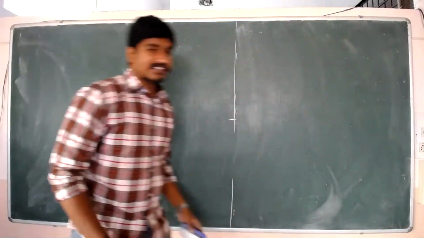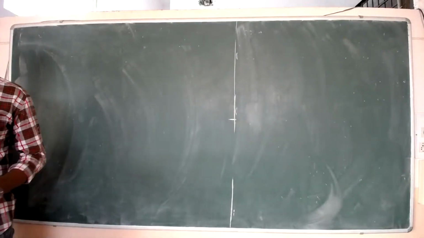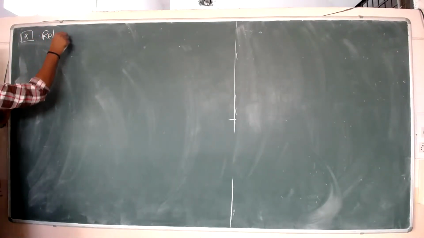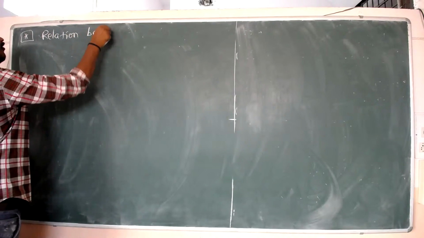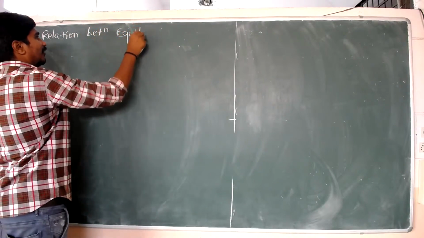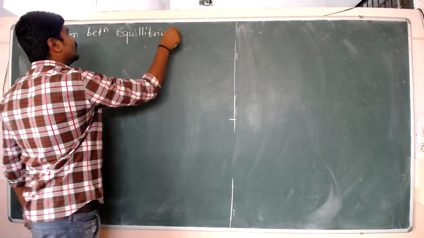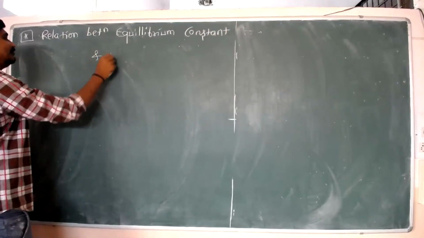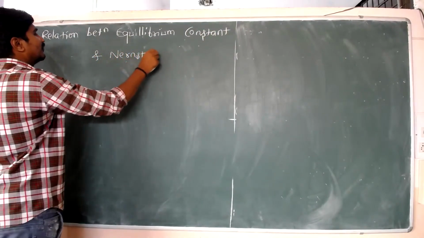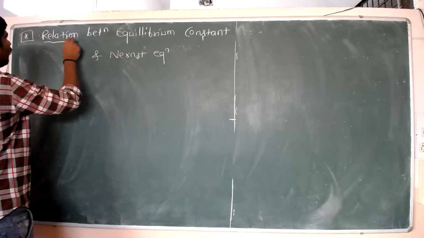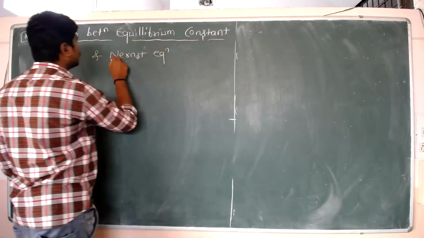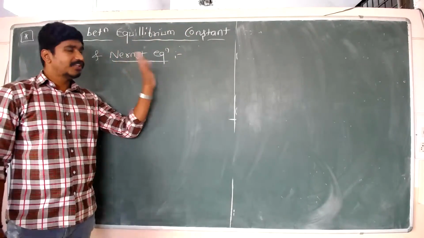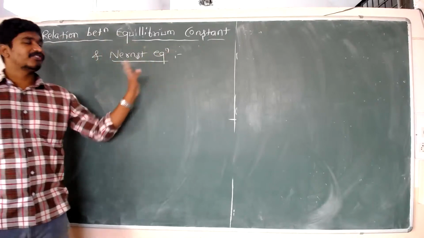Now we will discuss the relation between the Nernst equation and the equilibrium constant. The last topic is the relation between equilibrium constant and the Nernst equation. Or you can write it as equilibrium constant from the Nernst equation, or relation between equilibrium constant and Nernst equation.